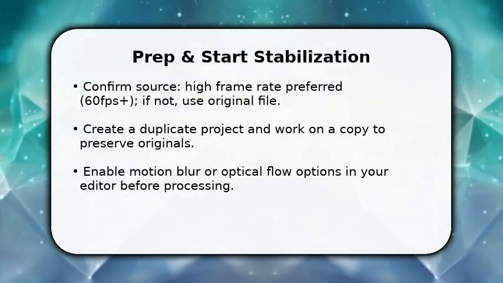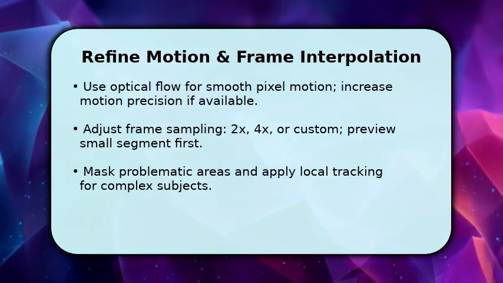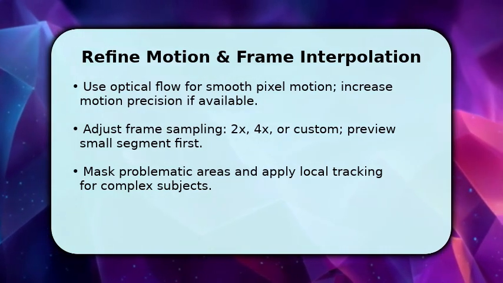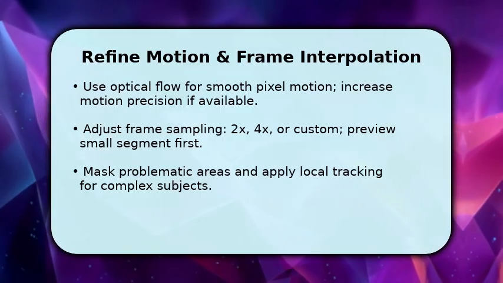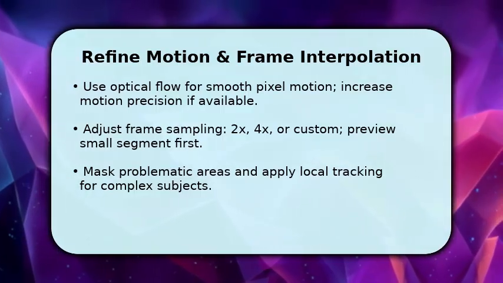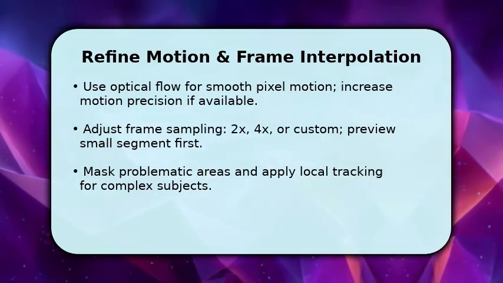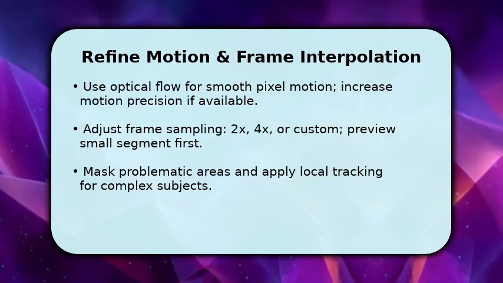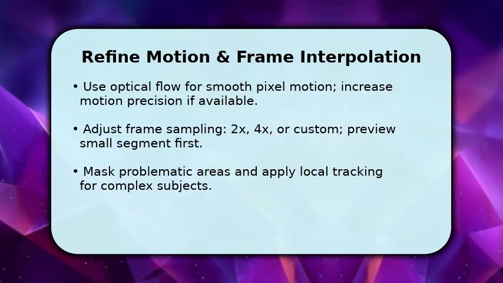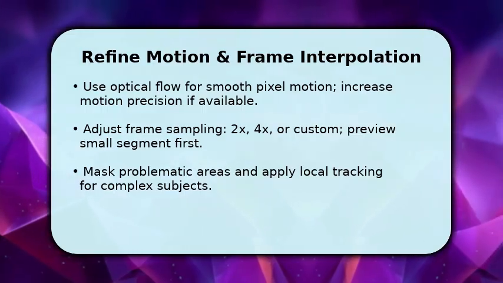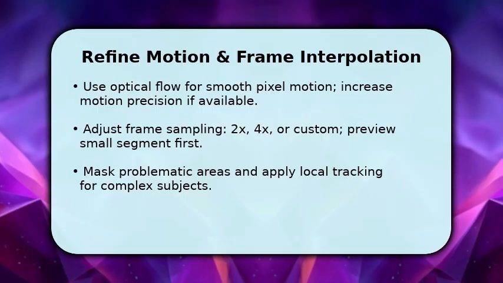processing stages that follow. Now you focus on improving frame interpolation and fixing problem areas. Apply optical flow with higher precision and set interpolation to 2x or 4x depending on how slow you need it. Preview a short clip to judge results. When you see warping on edges, add masks and use local tracking to isolate subjects from backgrounds so the algorithm treats them separately. Also, tweak motion blur settings slightly to hide micro-jerks. This balance preserves sharpness while delivering smooth perceived motion.